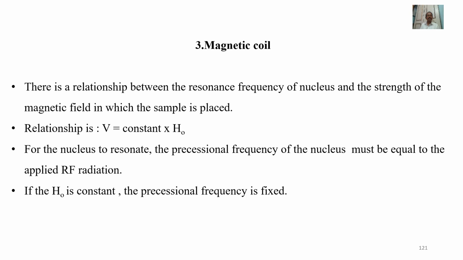This is a relationship between the resonance frequency. Third one is magnetic coil. There is a relationship between the resonance frequency of a nucleus and the strength of the magnetic field in which the sample is placed. The relationship goes like this. So V equals constant multiplied by the external magnetic field H0. For the nucleus to resonate, the precessional frequency of the nucleus must be equal to the applied RF radiation. If the H0 is constant, the precessional frequency is fixed.